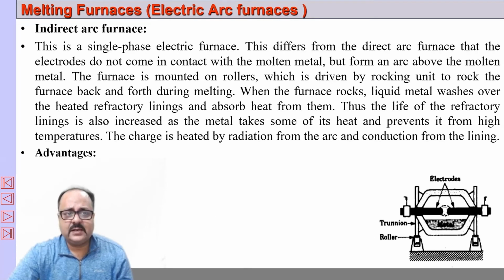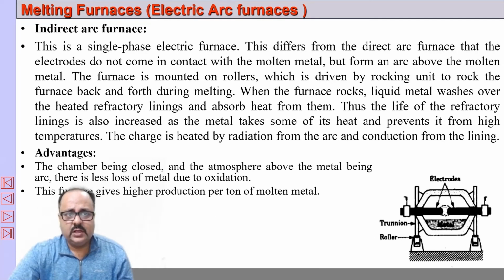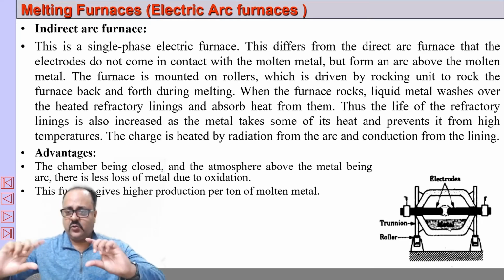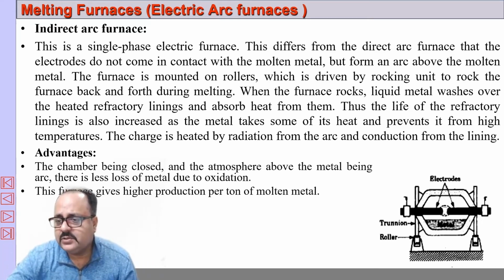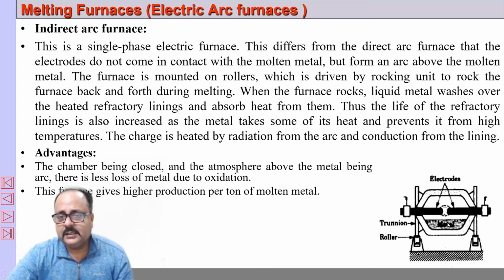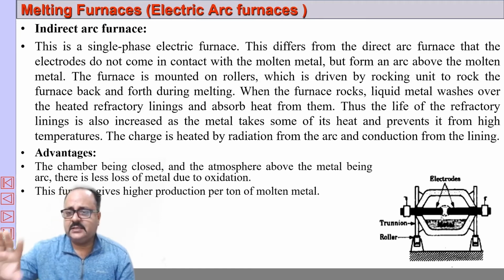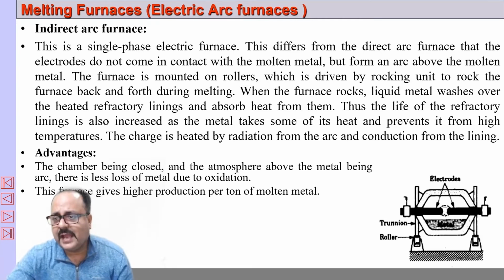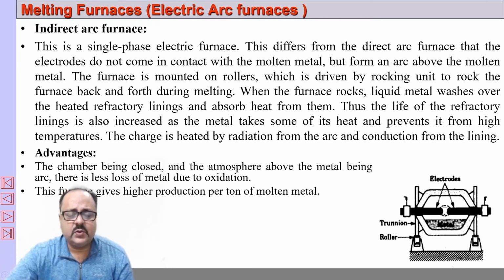Then we have the indirect arc furnace, where basically there are two electrodes, these two carbon electrodes. Spark is produced between these two electrodes, and the entire thing is rocked. You can see the heat to the metal is transferred by radiation from this arc, as well as it flows over the lining, it takes heat from the lining also. So the charge is heated by radiation from the arc and conduction from the lining.